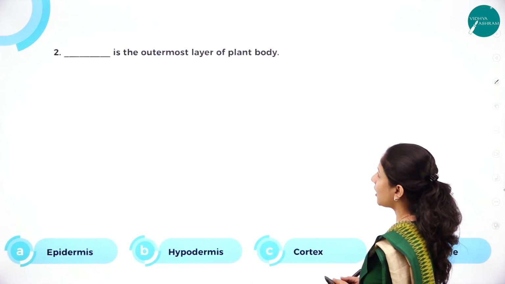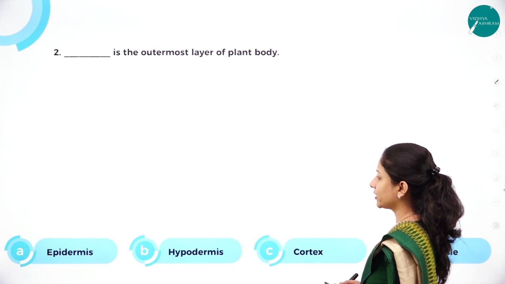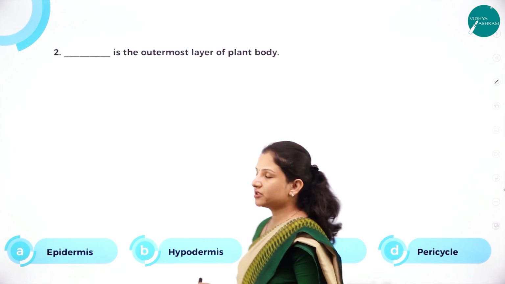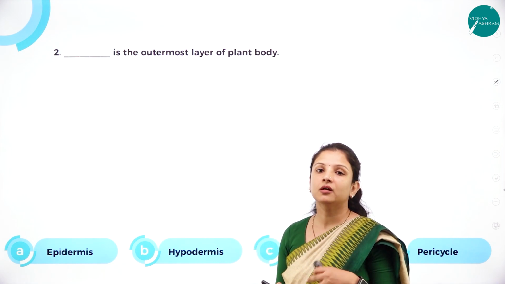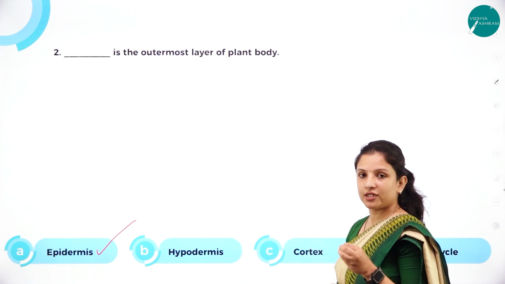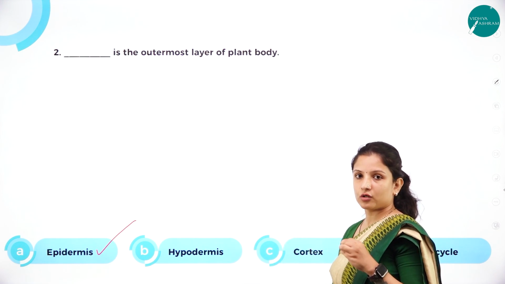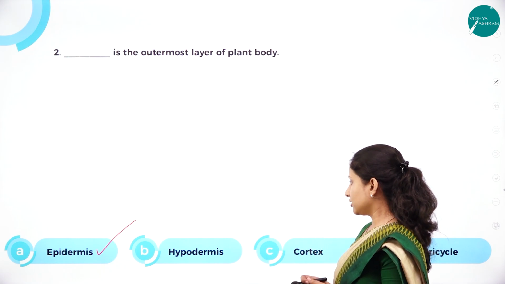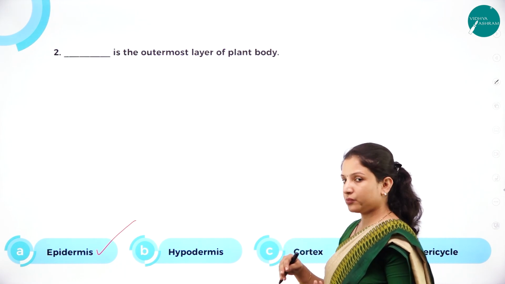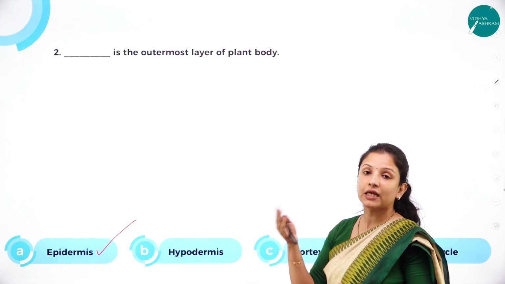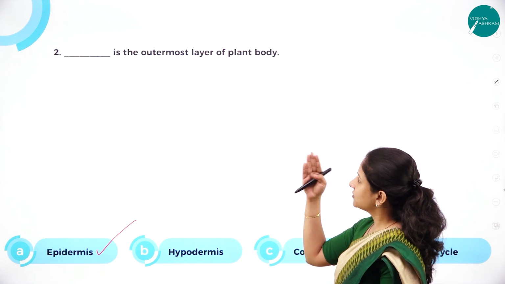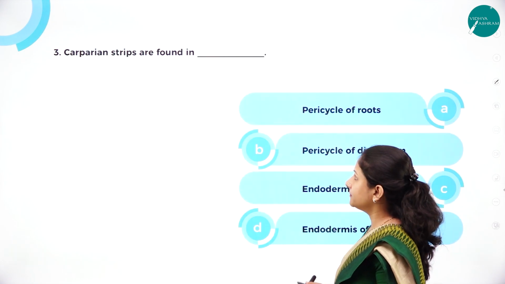Next, dash is the outermost layer of plant body: epidermis, hypodermis, cortex, pericycle. It is epidermis. I told you epi means outer, derma means layer. Hypodermis is usually found in the stem of dicot plants, and it is present below the epidermis. Cortex is also present below the epidermis. Pericycle is present inner to the endodermis. So the right answer here is epidermis, the outermost layer of plant body.